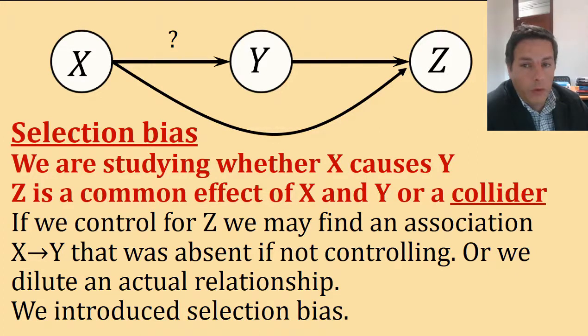While if you use all the participants, not just the ones at a specific level, then the effect of X on Y will be found. So in this case, when we know that something is a common effect of X and Y, and we are interested in the causal relationship between X and Y, we should not control for that. And that's one of the most important aspects of using causal models as proposed by Judea Pearl.